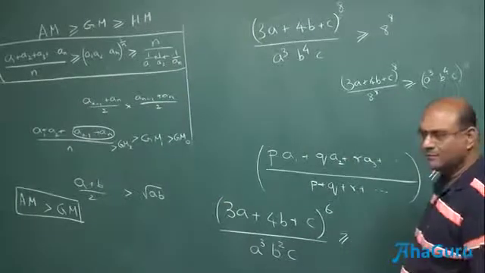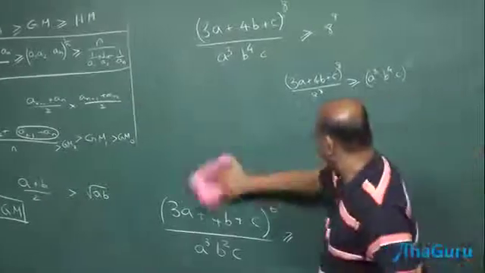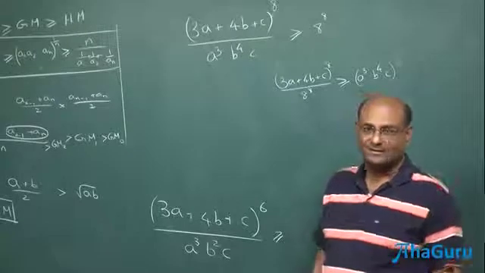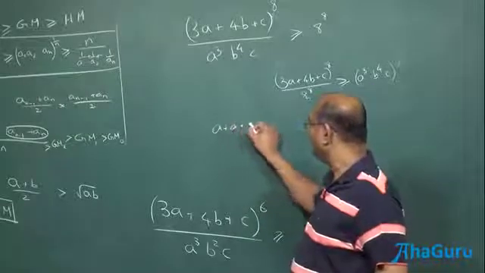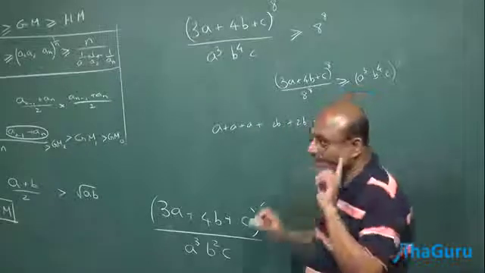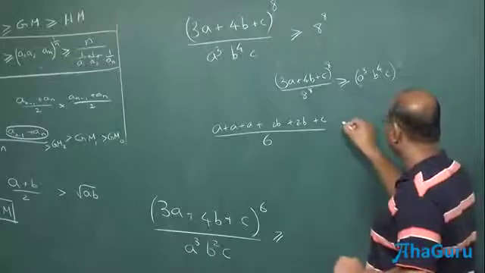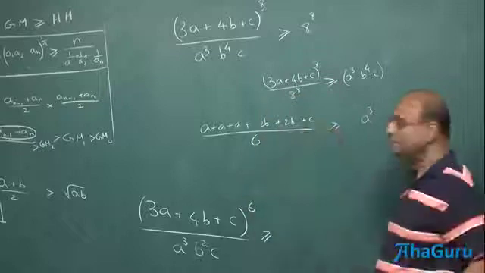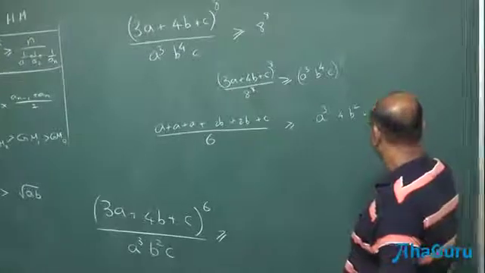How will I do this one? 4b is 2b and 2b. That's very good. Okay, so you treat this 4b as 2b plus 2b. See, it's your choice how you want to treat it. So if I wrote this as a plus a plus a plus 2b plus 2b plus c, now you have to be very careful, divided by 6 must be greater than or equal to a cube 2b whole square, which is 4b square c, power 1 by 6.